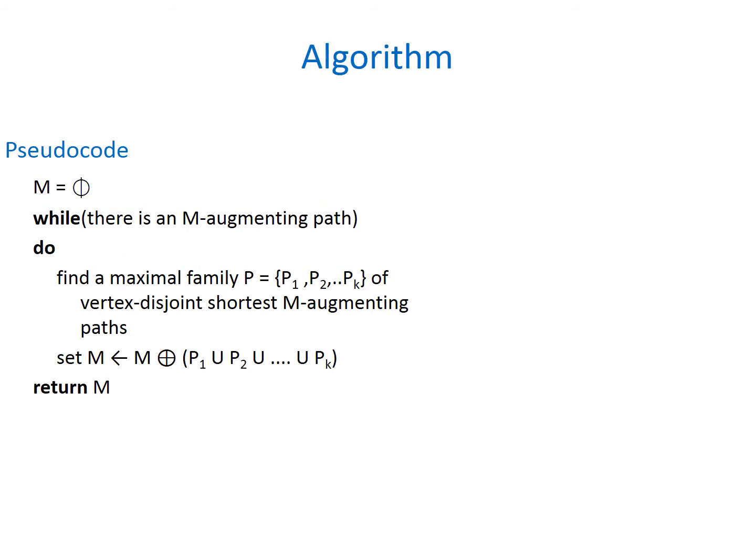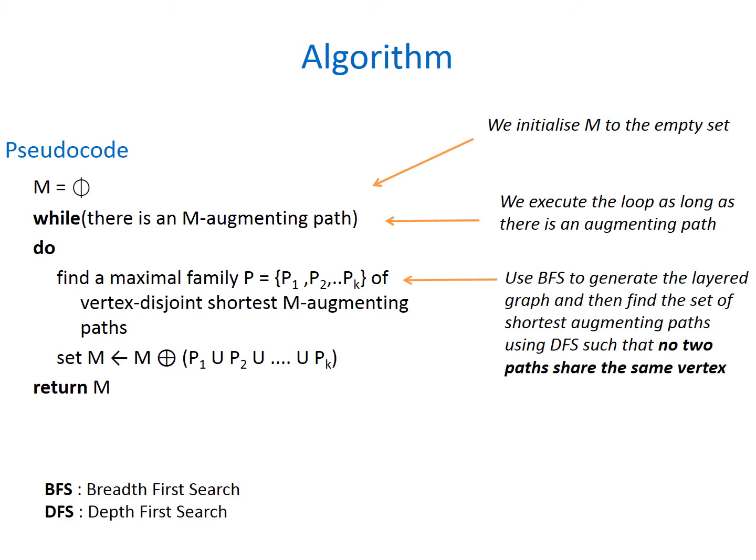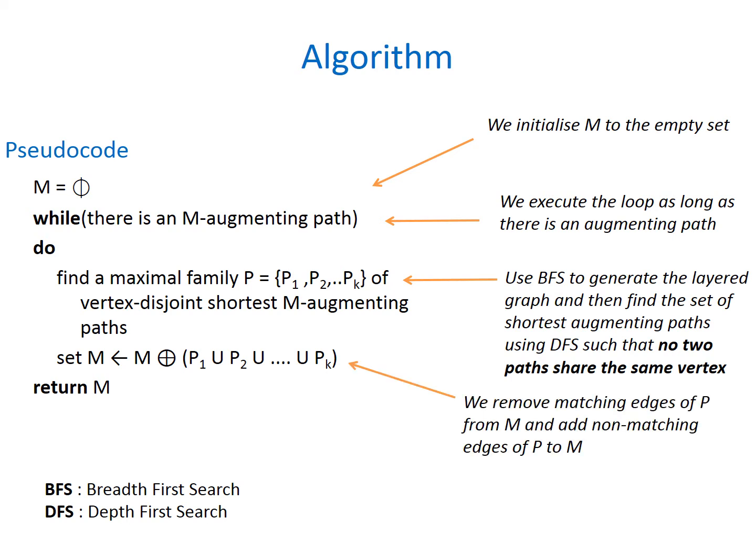Let's look at the algorithm now. Here's the pseudocode. First, we initialize M to the empty set since we don't have any matchings at the moment. Then, as long as there is an augmenting path in our graph, we execute the while loop. For each iteration, we find the maximal set of vertex disjoint minimum length augmenting paths. In order to do this, we use breadth first search to generate the layered graph and then find all the augmenting paths using depth first search. Then we take the symmetric difference of M and P. Finally, once all the iterations are over, we return the matching set M, which will be the maximum matching set.